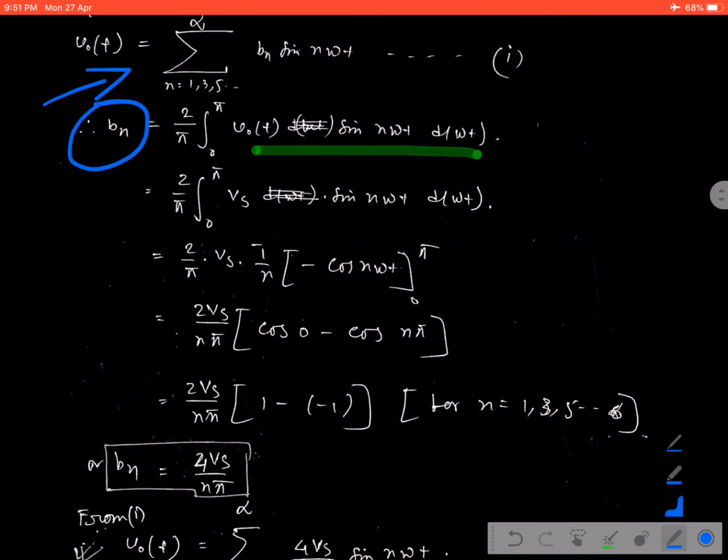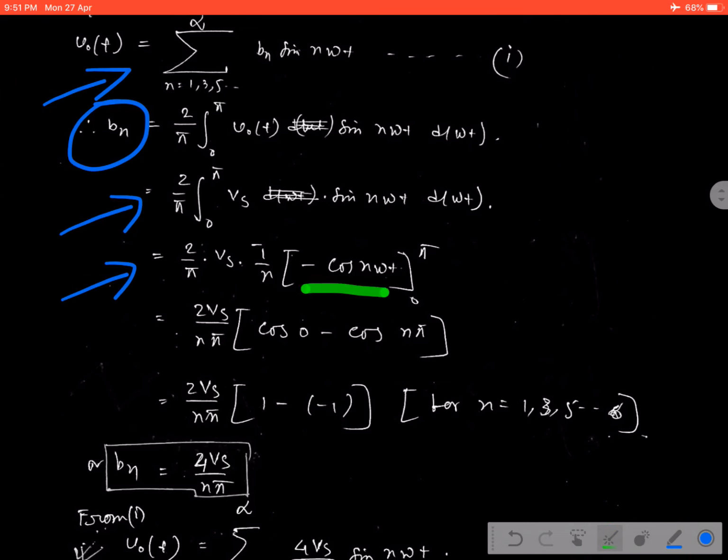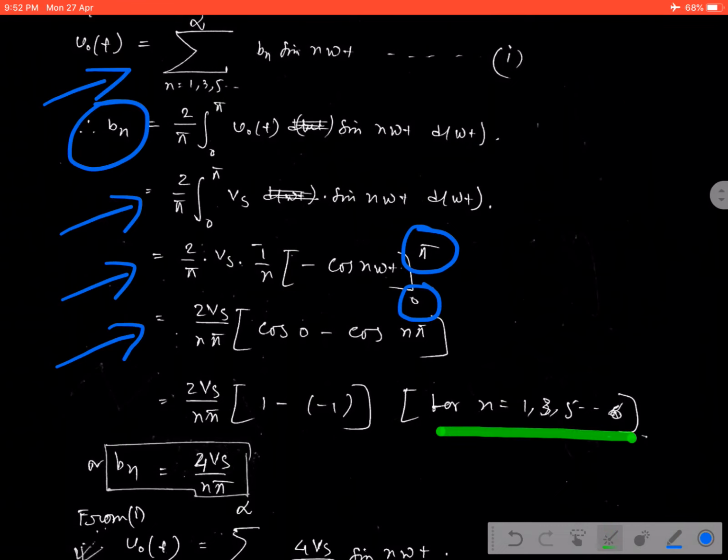After simplification, we will get the result, that is sin n omega t d omega t, and we know the integration of sin omega t will give you minus cos omega t. That is why it is replaced by this term, minus cos omega t, and 1 by n for the integrating part. After considering the lower limit 0 and upper limit pi, we will have the value cos 0 minus cos n pi, as it is half wave symmetrical. That is why we should consider n to be an odd number.